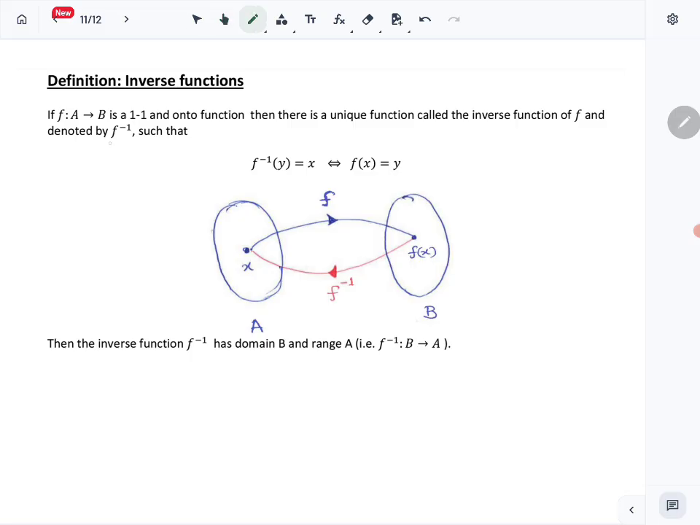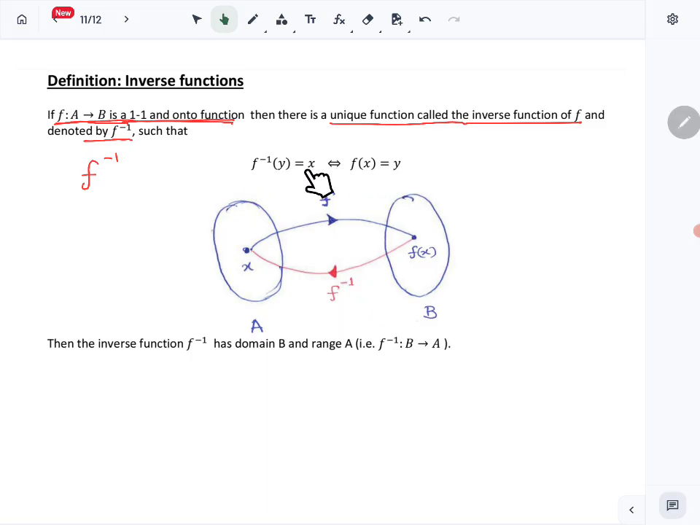Okay, so the inverse function of a function f has to follow these two special conditions. It has to be a one-to-one and onto function. Then there is a unique function called the inverse function of f, and this is the notation. This is not a power. This is read as f inverse. This notation is f inverse, right?